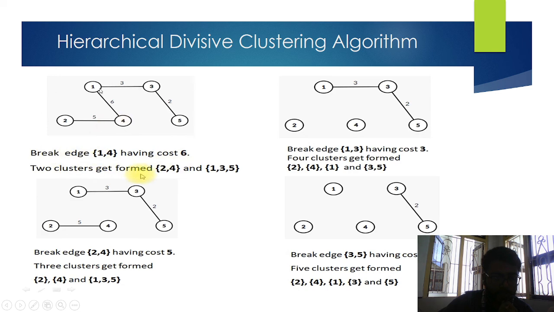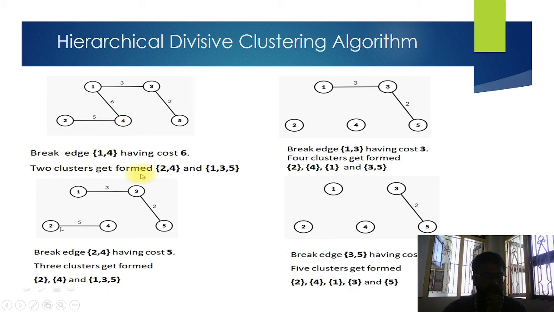What is the largest here? Edge 1-4 is the largest with a weight of 6. So we break 1-4. Two clusters are formed: 2, 4 and 1, 3, 5. Now the next highest is 5, so we break 2-4. Three clusters have formed: 2, 4, and 1, 3, 5.